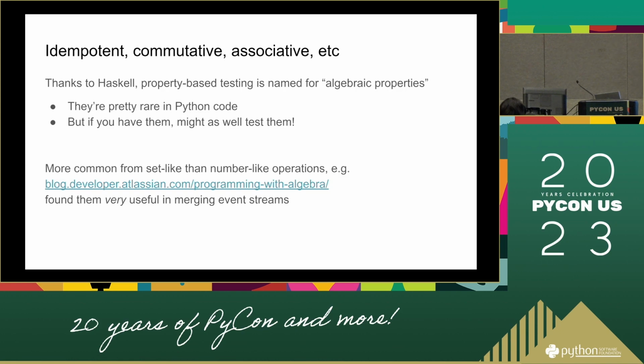Property-based testing was originally developed in Haskell, which is the first time I've mentioned that. And it's named for algebraic properties. They're pretty rare in Python code, but if they come up, they're worth testing. There's this lovely blog post from Atlassian, Programming with Algebra, which actually finds that these kind of properties are really useful for things like merging streams of events as part of their data infrastructure. So again, if you're working with that kind of code which is doing principled data transforms, these kind of things can be useful, and I'd look them up then.